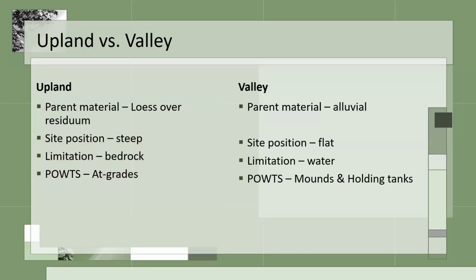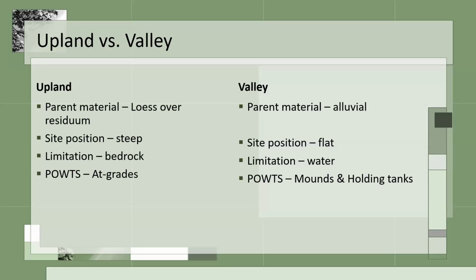So just to summarize, what's the difference between upland and valleys in the Driftless? Uplands parent materials are usually a loess over residuum kind of thing. They're steep. We have a limitation usually of the bedrock. That residuum is whatever depth we are to whatever that residual soil is, whether it's a sandstone or limestone or dolomite. And then typically we're looking at at-grades seems to be the majority of the system types we see there.